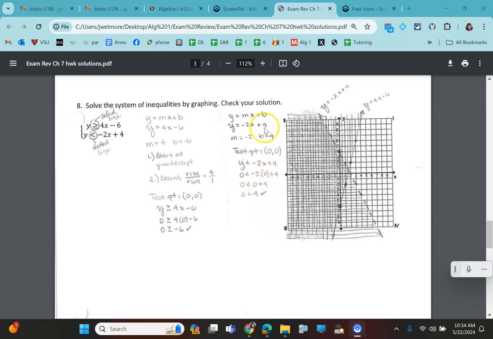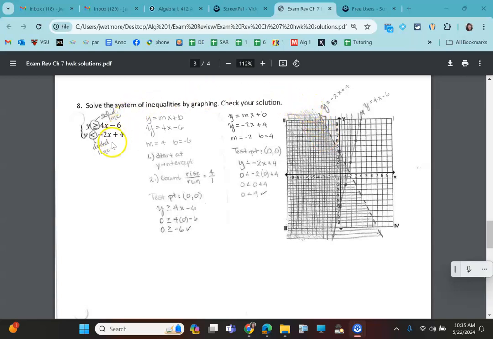All right, then for the second one, we've got negative 2x plus 4. So that's a slope of negative 2 and a y-intercept of 4. So I'm going to start at 4, and my slope is going to be negative 2 over 1. So that means that I'm going to rise a negative 2, run a positive 1, rise a negative 2, run a positive 1, rise a negative 2, run a positive 1. So there's that line. There's the negative 2x plus 4.